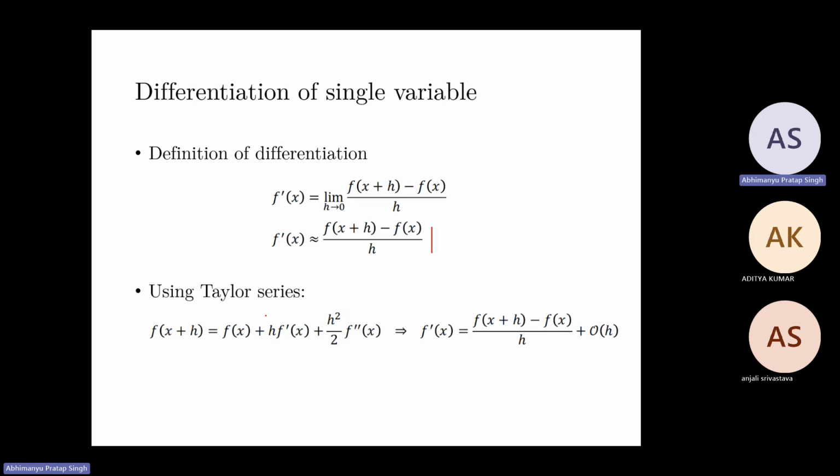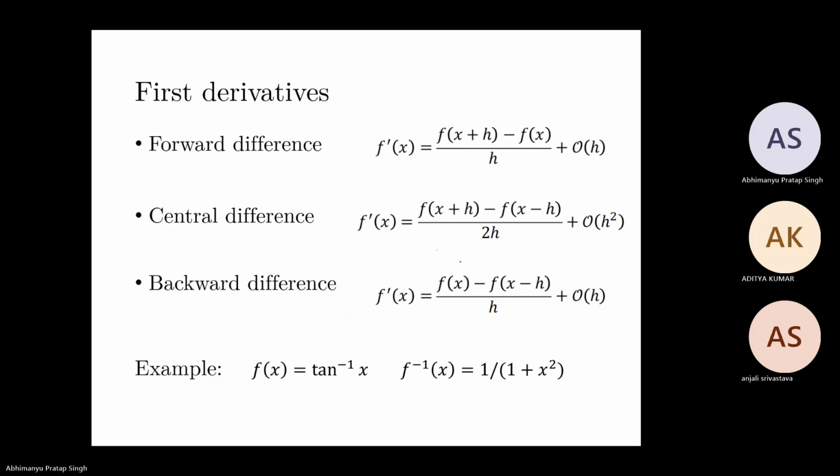Also, if we look at the Taylor series approximation of f(x plus h), then the expansion up to three terms can be written like this. And then if we neglect the last term, we get this formula for the derivative of f of x, and the higher order terms which we neglect give us the order of the approximation.